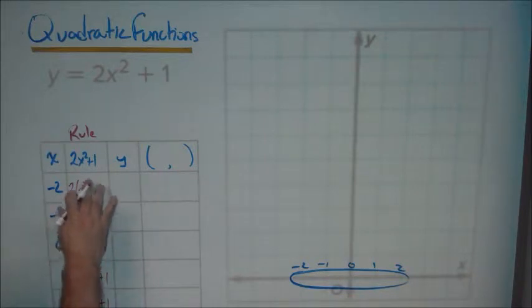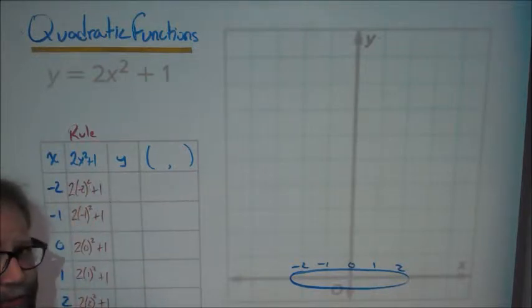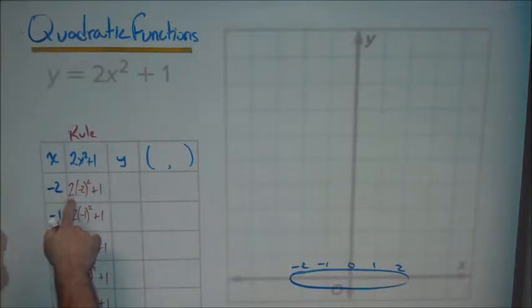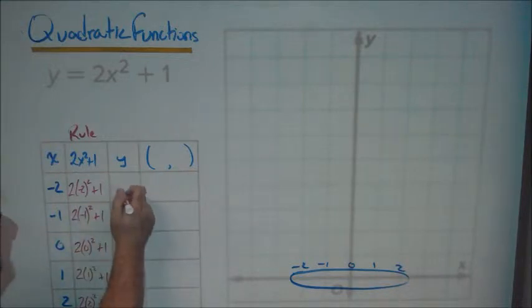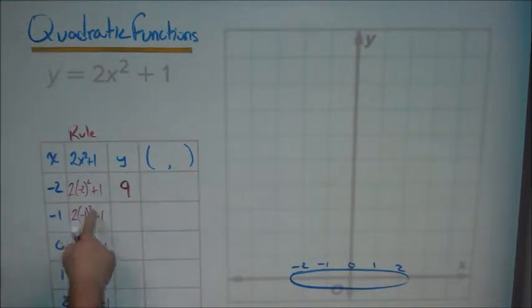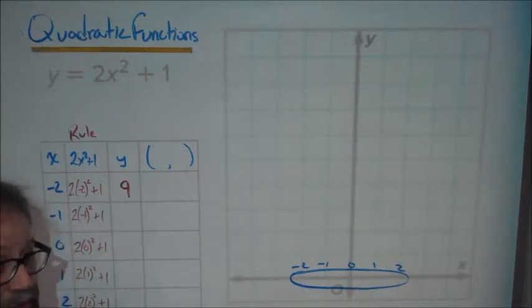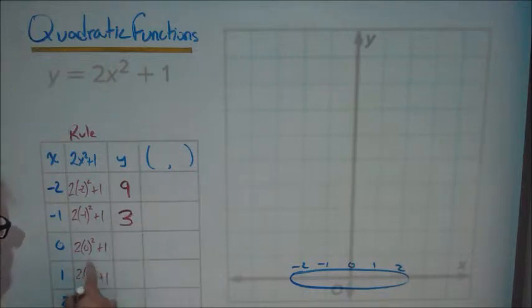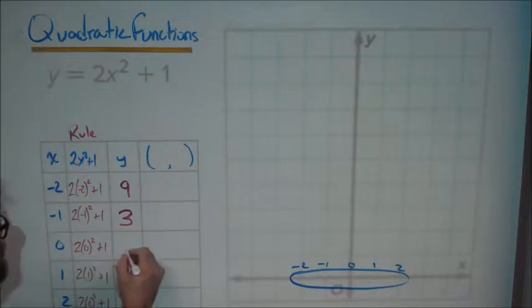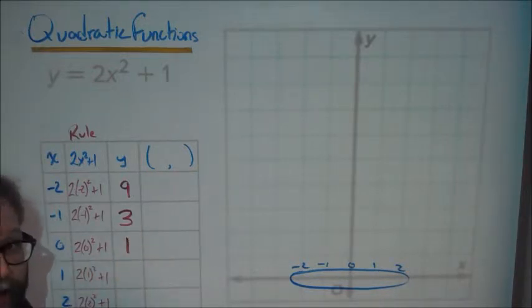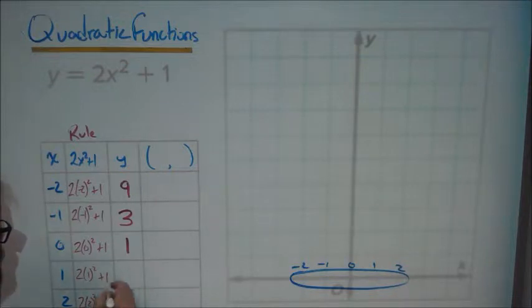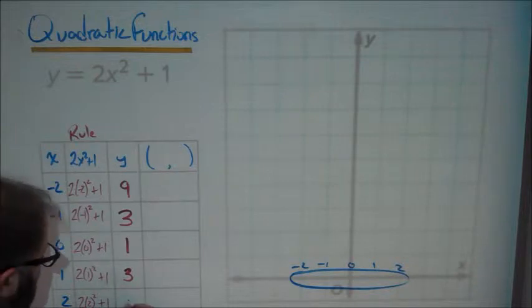Okay, so it's exponent first. -2 squared is positive 4. 4 times 2 is 8. 8 plus 1 is 9. -1 squared is positive 1. Positive 1 times 2 is 2. 2 plus 1 is 3. 0 squared is 0. 0 times 2 is 0. 0 plus 1 is 1. 1 squared is 1 times 2 is 2 plus 1 is 3. 2 squared is 4 times 2 is 8 plus 1 is 9.